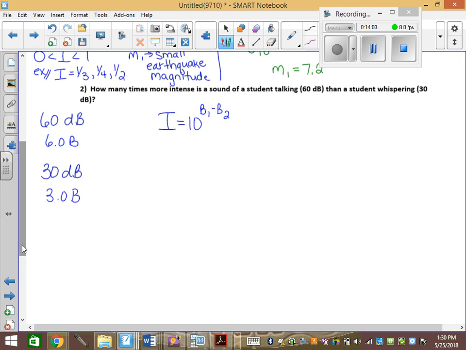Okay, so how many times more intense is the sound of a student talking than a student whispering? Now, because it says more intense, they want the bigger intensity. So the bigger bell has to go first. So we're going to do 10 to the 6.0 minus 3.0. I equals 10 to the 3. And 10 to the 3 is 1,000. So it's 1,000 times more intense.